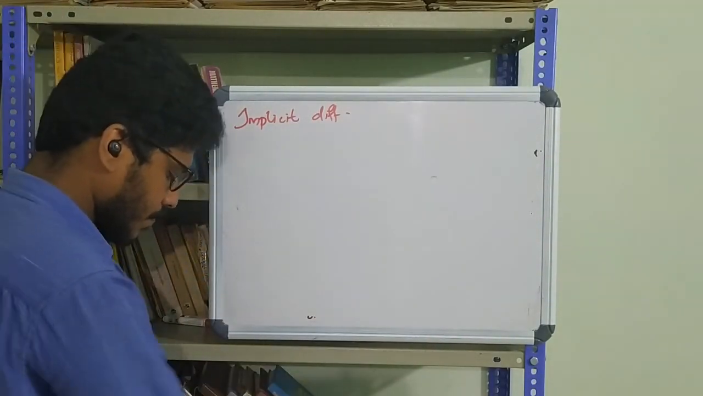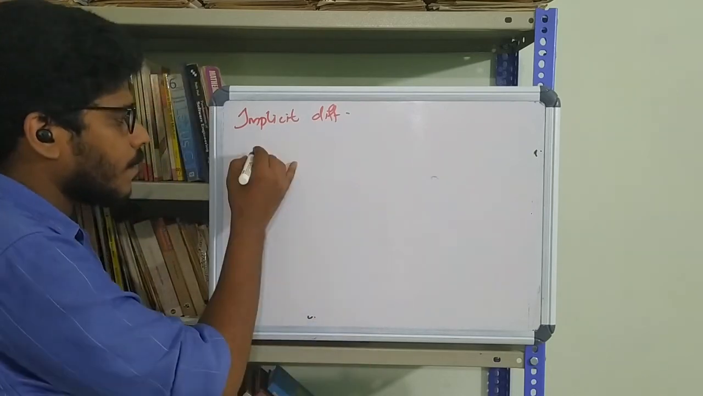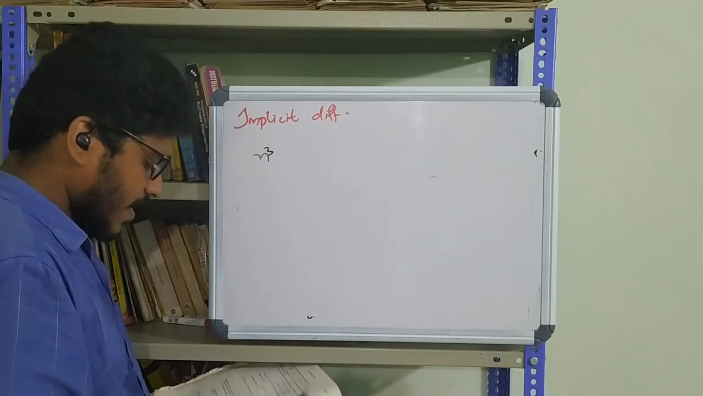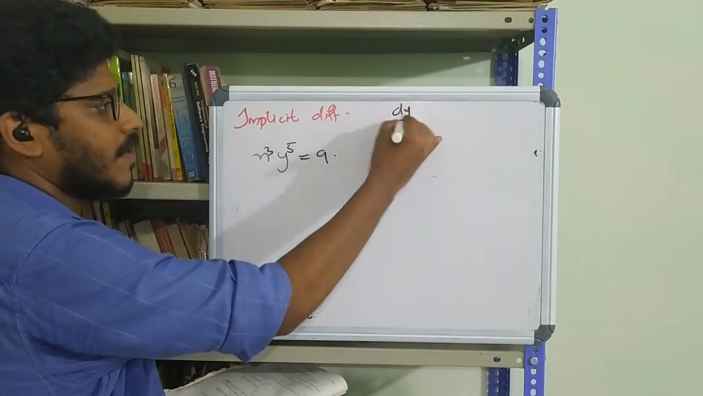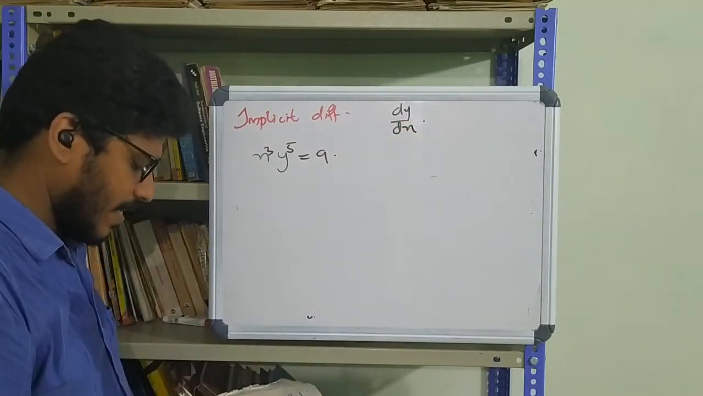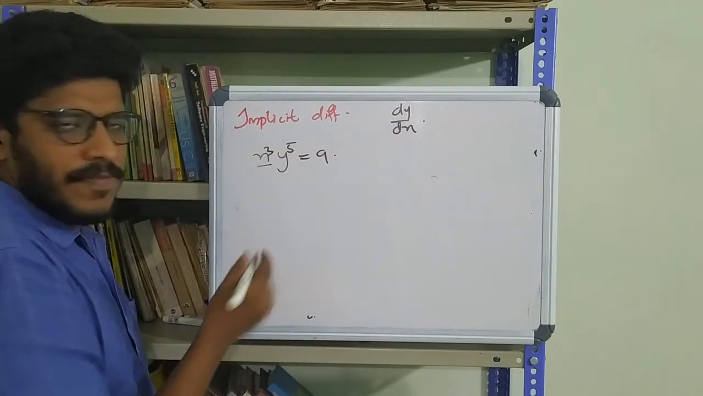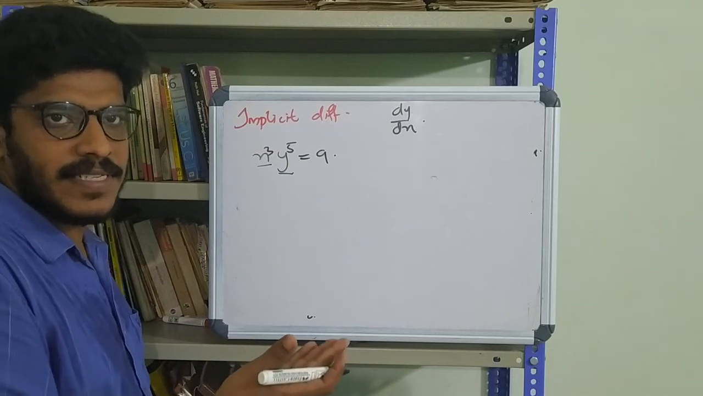One more. Consider the function x cube plus y raised to 5 equal to 9. Find dy by dx. This is a little more tricky since x cube is a function of x and y raised to 5 is again, y is a function of x. That's how we differentiate.